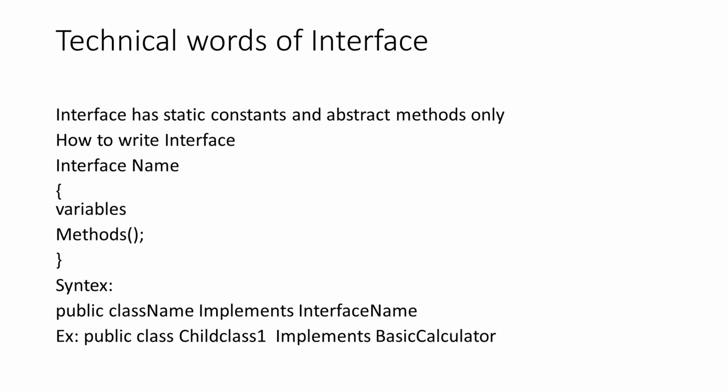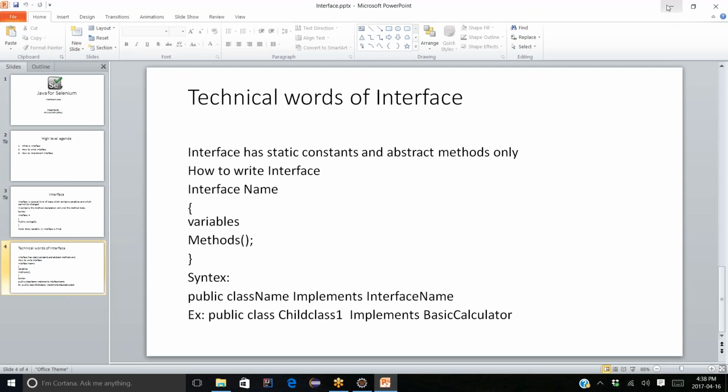Let us look at the technical words of interface. Interface has static constants and abstract methods only. How to write interface: interface name, variables, methods, syntax. Public class name implements interface name. For example, public class child class one implements basic calculator. I'll show you this, then you'll understand what an interface is.